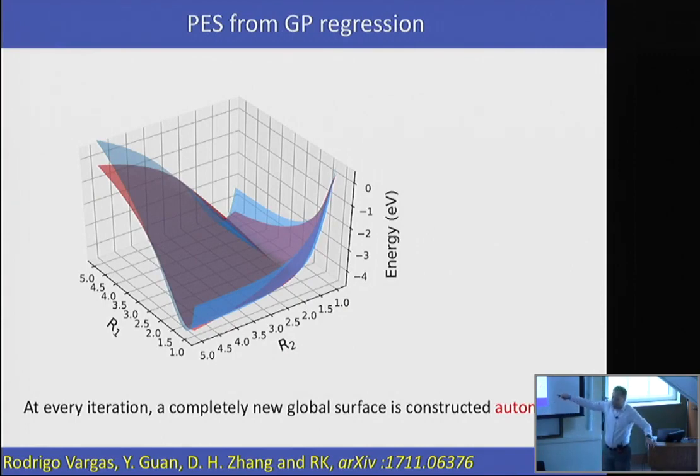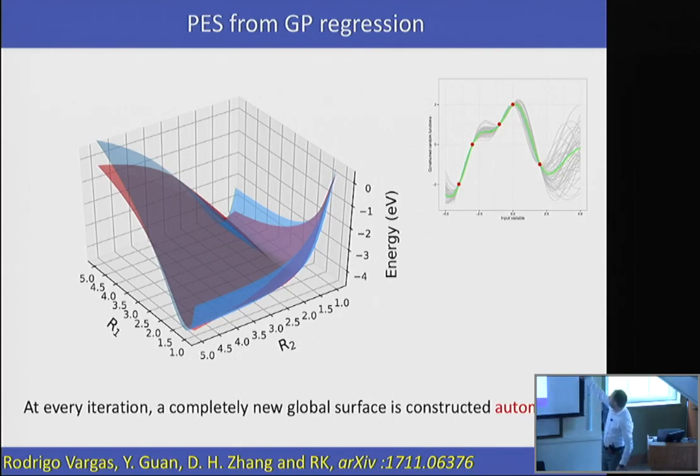So just again to convince you that what we're getting at each iteration are physical surfaces. This is what you're getting. And again, I want to emphasize that these are not analytical fits. These are simply means of this multivariate Gaussian distribution. Another important point is that you get these potential surfaces completely automatically. You do not have to do this manually at all.